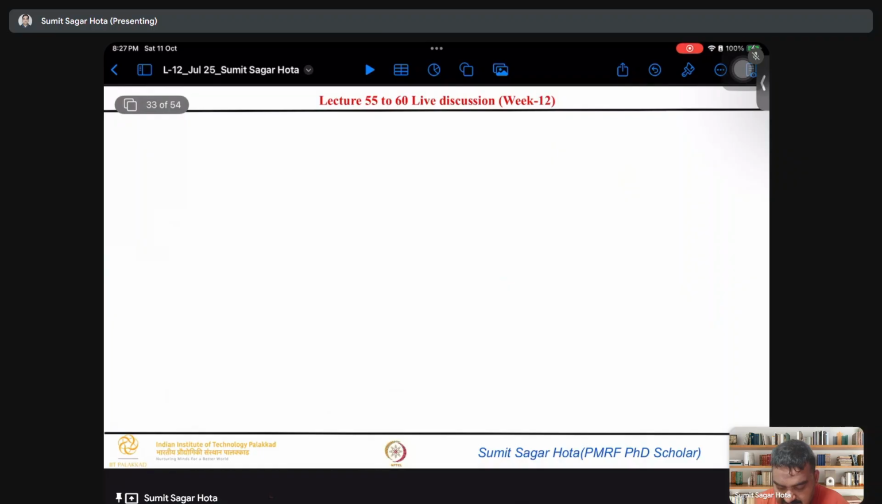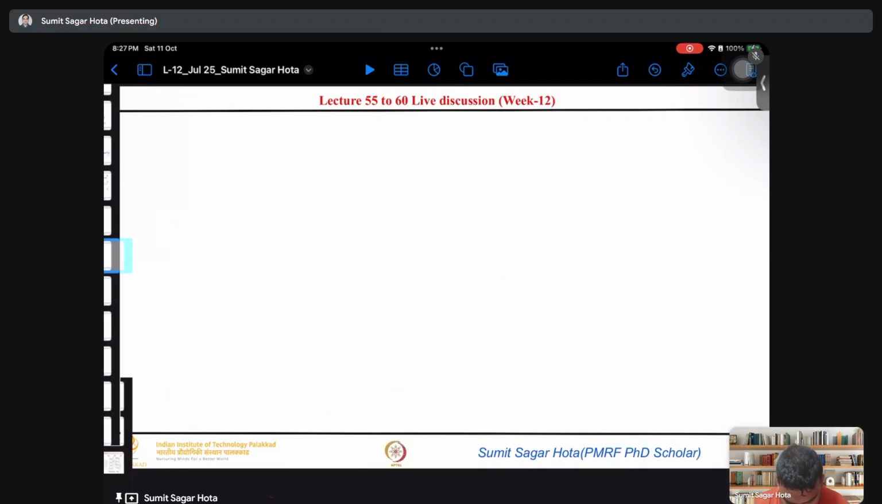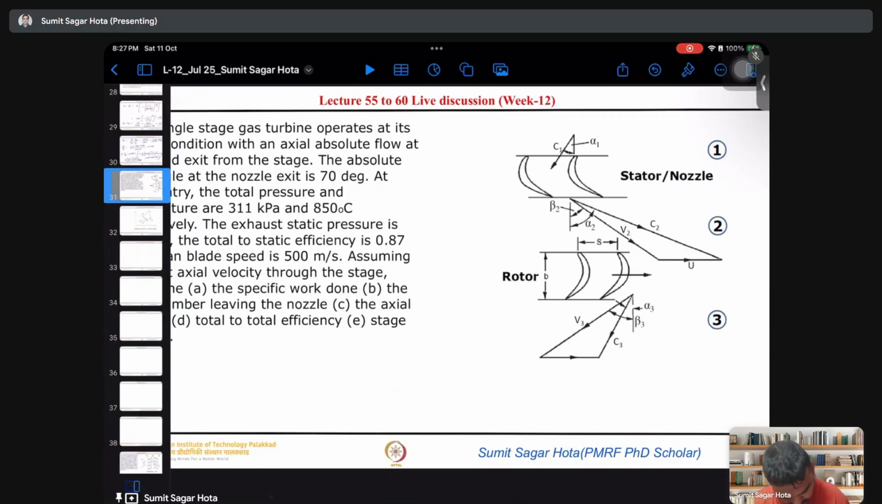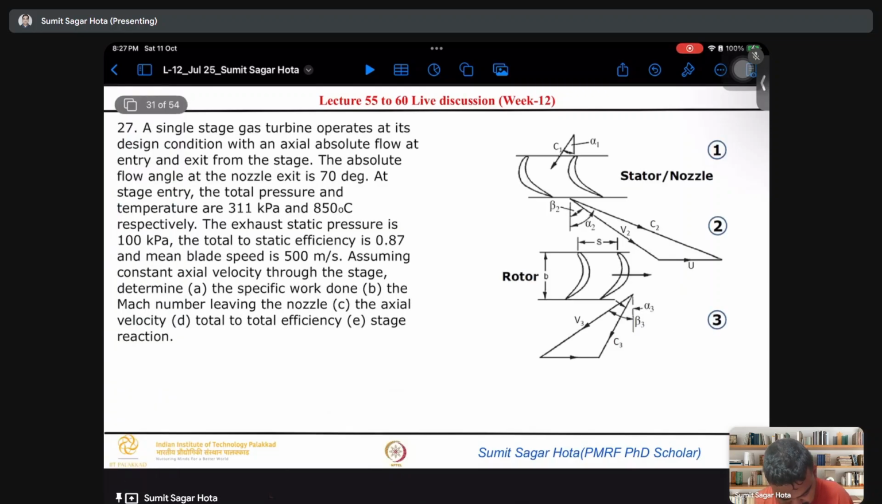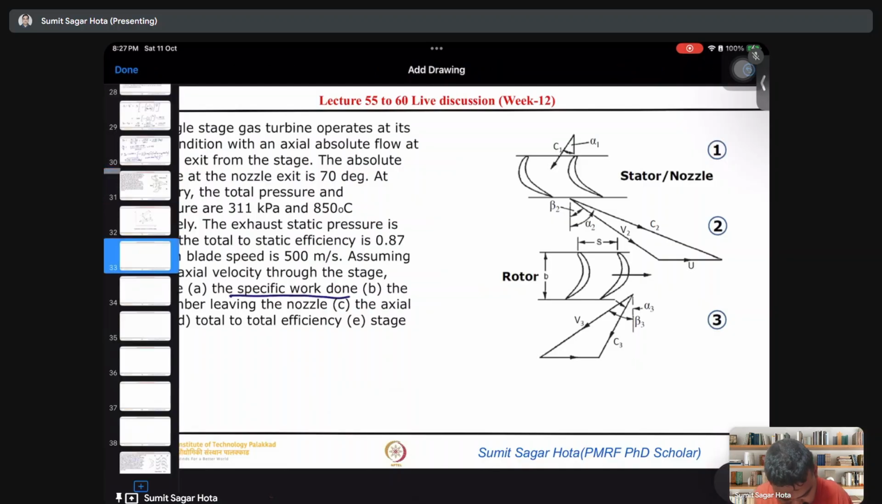So let's quickly calculate the things that are required in this question. So the first thing they ask is the specific work done. Okay, they want the specific work done. Okay, let's find out the specific work done.